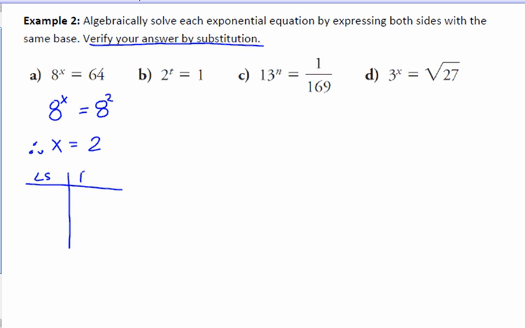Right side. So plug in 2. So into the original, 8 squared has to equal 64. What's 8 squared? 64. So that checks out.